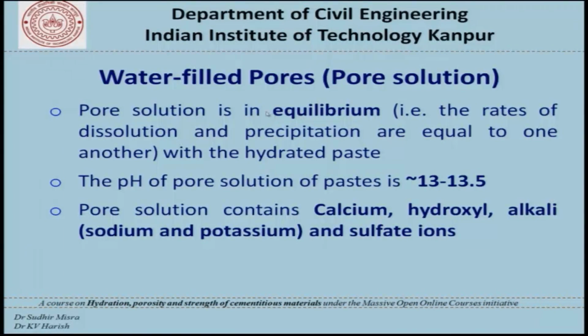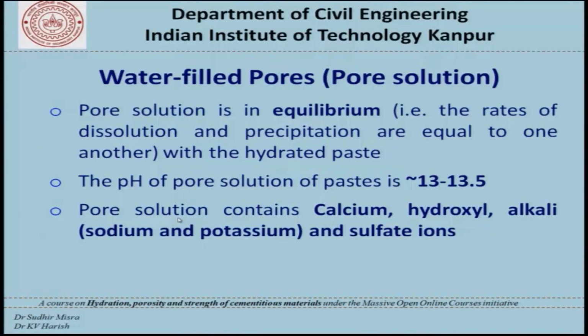Now, more information about water filled pores. Pore solution is in equilibrium with the hydrated cement paste. It is very important. So, what do you mean by equilibrium? The dissolution rates and the precipitation rates. Remember what is dissolution? If you go back to the previous lectures, you will find out what is dissolution. So, the rates of dissolution and precipitation are equal for the pore solution as well as the hydrated cement paste, and because of this, the pH of the pore solution of the paste typically ranges from 13 to 13.5, and this is also taken as the pH of the paste.